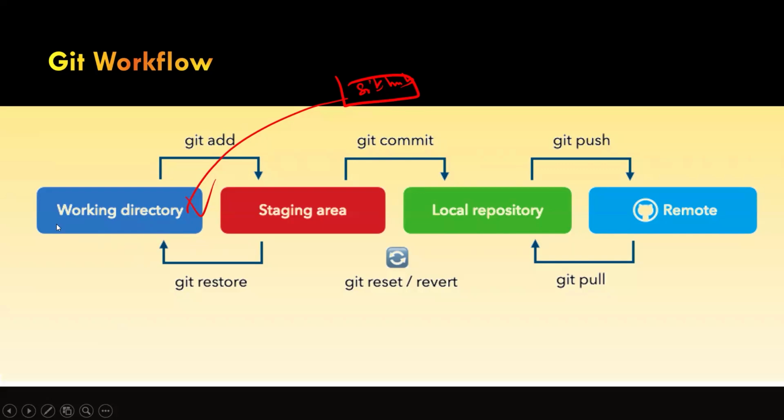That is your working directory, and you make whatever changes you want there. Once you make changes, you push them to the staging area using the git add command. Then you use the git commit command to push the changed file to your local repository. And if you want to push it to your remote repository, which is nothing but your GitHub.